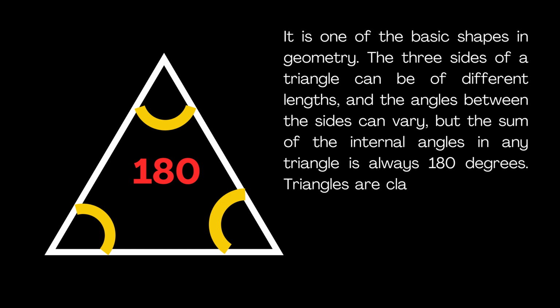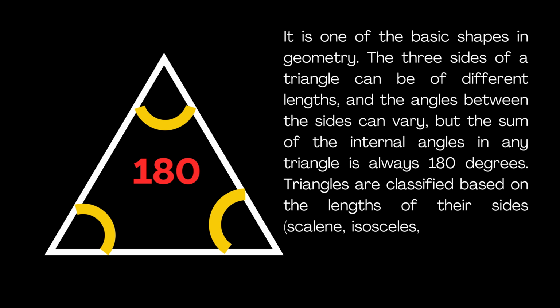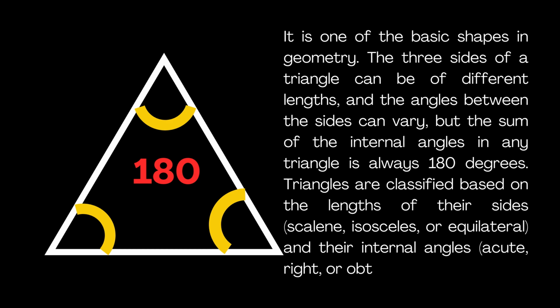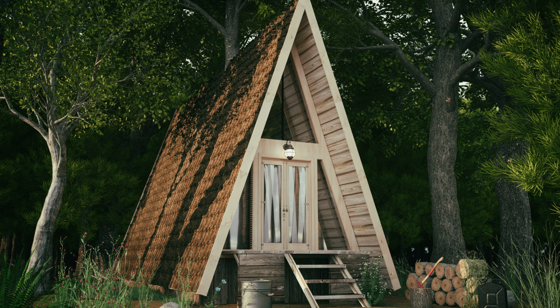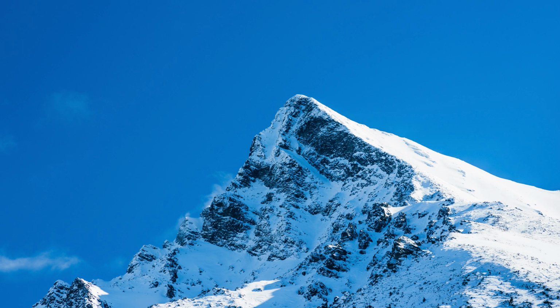Triangles are classified based on the lengths of their sides, scalene, isosceles, or equilateral, and their internal angles, acute, right, or obtuse. We can find triangles in many places in our daily lives. For example, in architecture, the roofs of houses, bridges, and other construction structures. In art, many artworks and decorations contain triangular shapes. In nature, mountains, leaves.